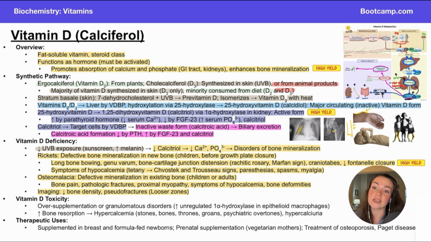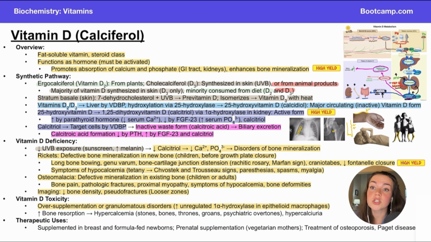Let's talk now about vitamin D toxicity. Vitamin D toxicity can be caused either by oversupplementation or else by granulomatous disorders. So granulomatous disorders are characterized by granulomas, which are clusters of macrophages that have undergone transformation to become epithelioid cells. And so those epithelioid macrophages within the granuloma can produce 1-alpha hydroxylase, and it causes autonomous production of calcitriol. So it's unregulated 1-alpha hydroxylase activity in the epithelioid macrophages within the granuloma of the granulomatous disease that is causing this vitamin D toxicity. Something to think about if you have a patient who has no exposure to vitamin D oversupplementation.